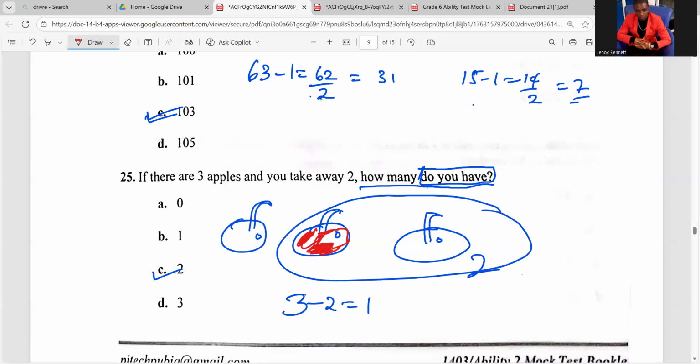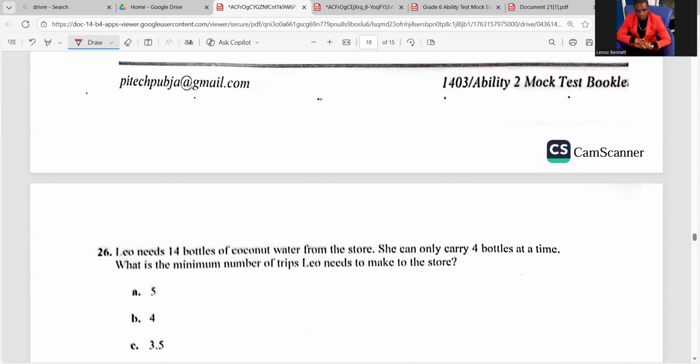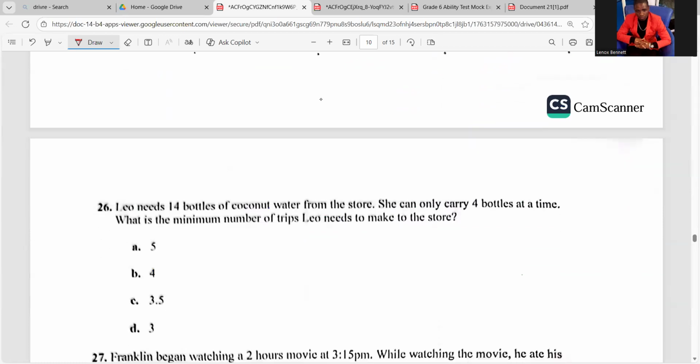All right. So I think about 3 persons chose 2. All right, let's move on to 26.